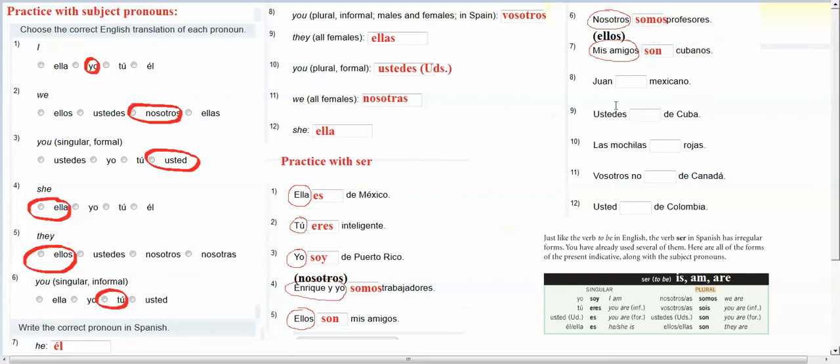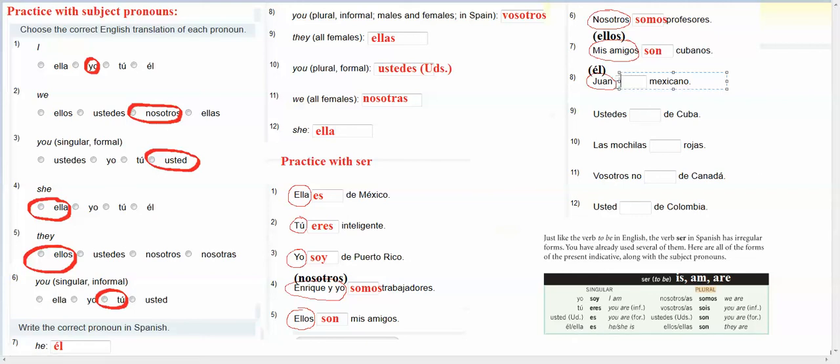Son. Okay, so if I go down here, Juan blank Mexicano. Who's Mexicano? It's Juan. And again, I'm going to have to replace Juan with a subject pronoun. If I change Juan to I, it's not the same sentence. Saying that Juan is Mexican is not the same thing as saying that I am Mexican. But if I change it to he is Mexican, that's the same thing. So I'm going to think of Juan as he. Here is he, and I'm going to put es in here. Juan es Mexicano.